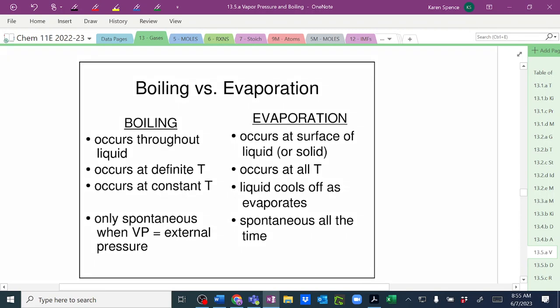Boiling versus evaporation. Boiling occurs throughout the liquid, right? You get those bubbles forming. They can happen at the top, at the bottom, anywhere. It occurs at a definite, constant temperature. If you heat water that is boiling and it's at 100 degrees, and let's say you make the flame even hotter, what will happen to the temperature of the water while it's boiling?